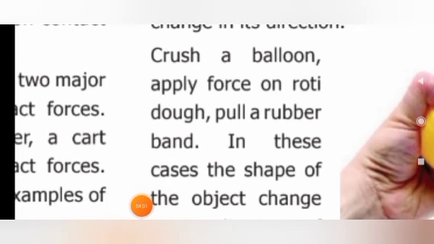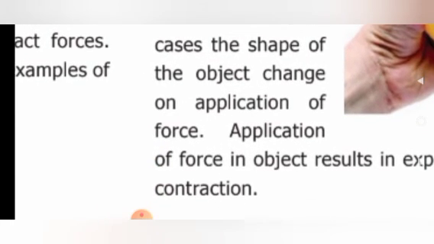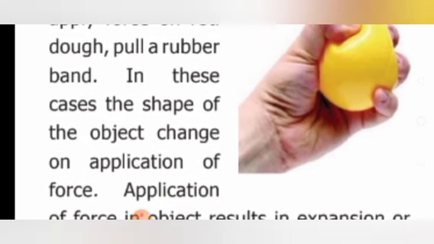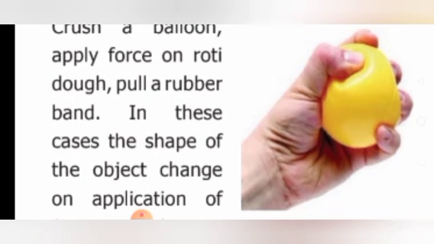See now, crush a balloon, apply force on a roti, pull a rubber band. In these cases, the shape of the object changes on application of force. Application of force on an object results in expansion or contraction. So when you crush a balloon, the shape of the balloon gets changed, isn't it? Similarly, on a roti, when you apply the force, initially it was like a ball. After applying the force, it has been converted into a circular shape, isn't it? So all these are examples for the change of shape of the body.